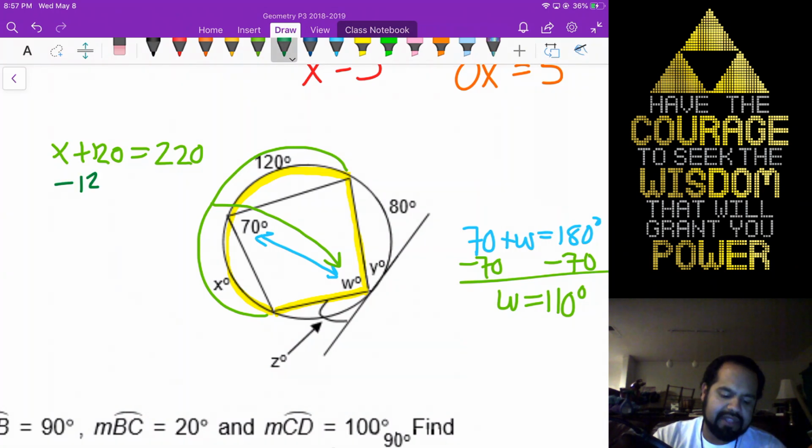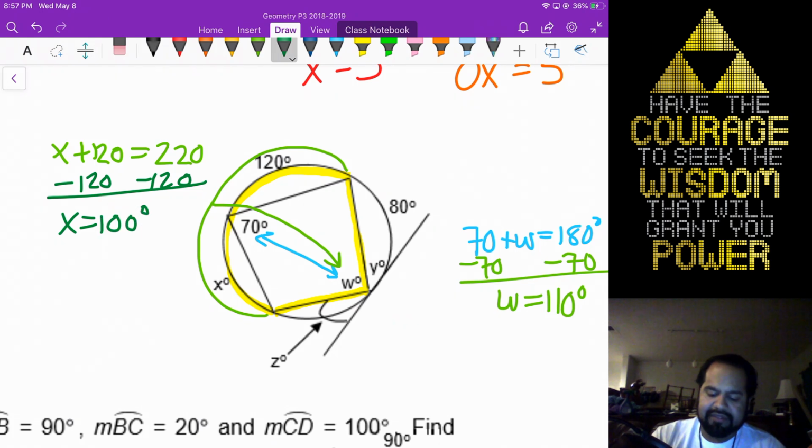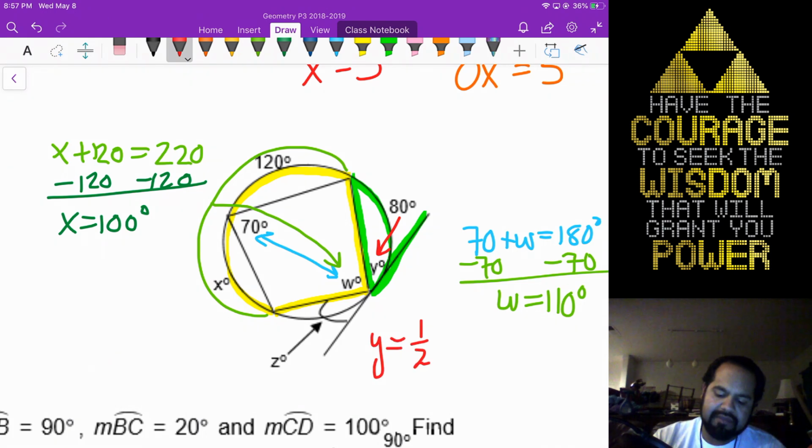So let's take away 120. So then we get 100 degrees for x. Now y is this little section right here, and it is formed by the tangent and the chord. So this is, again, our ice cream cone. You're just going to take half of the 80. So y equals 1/2 of 80.